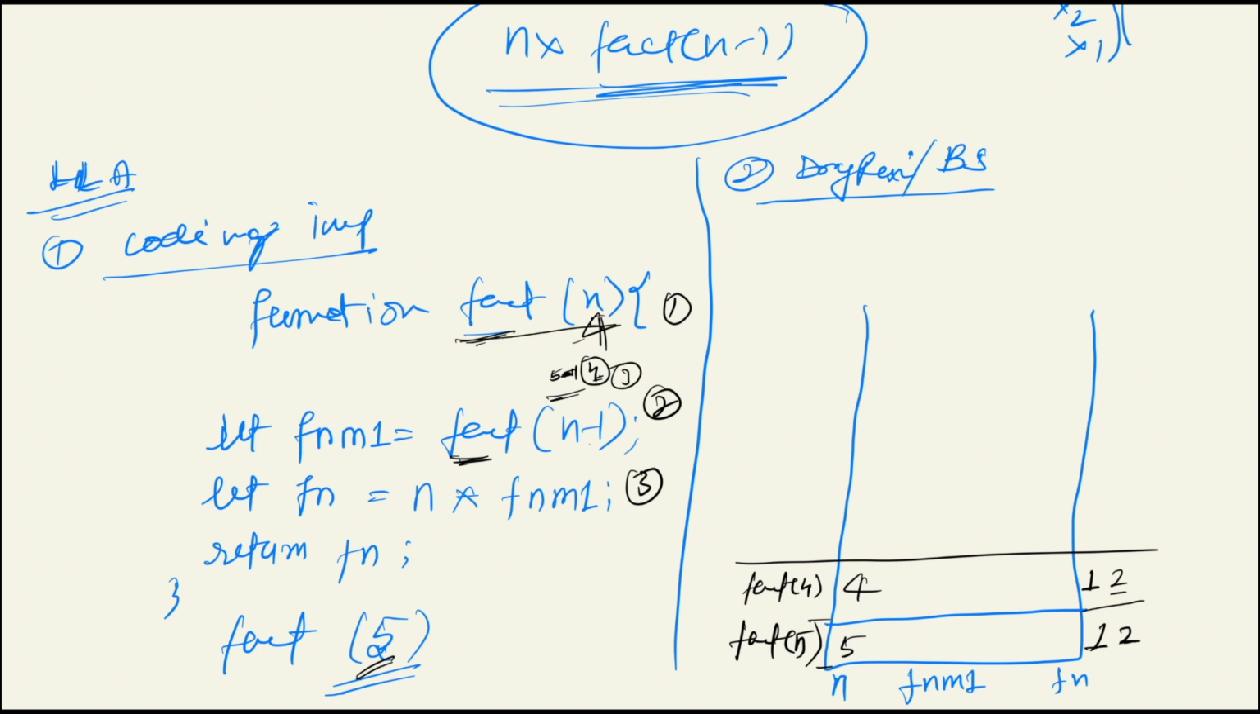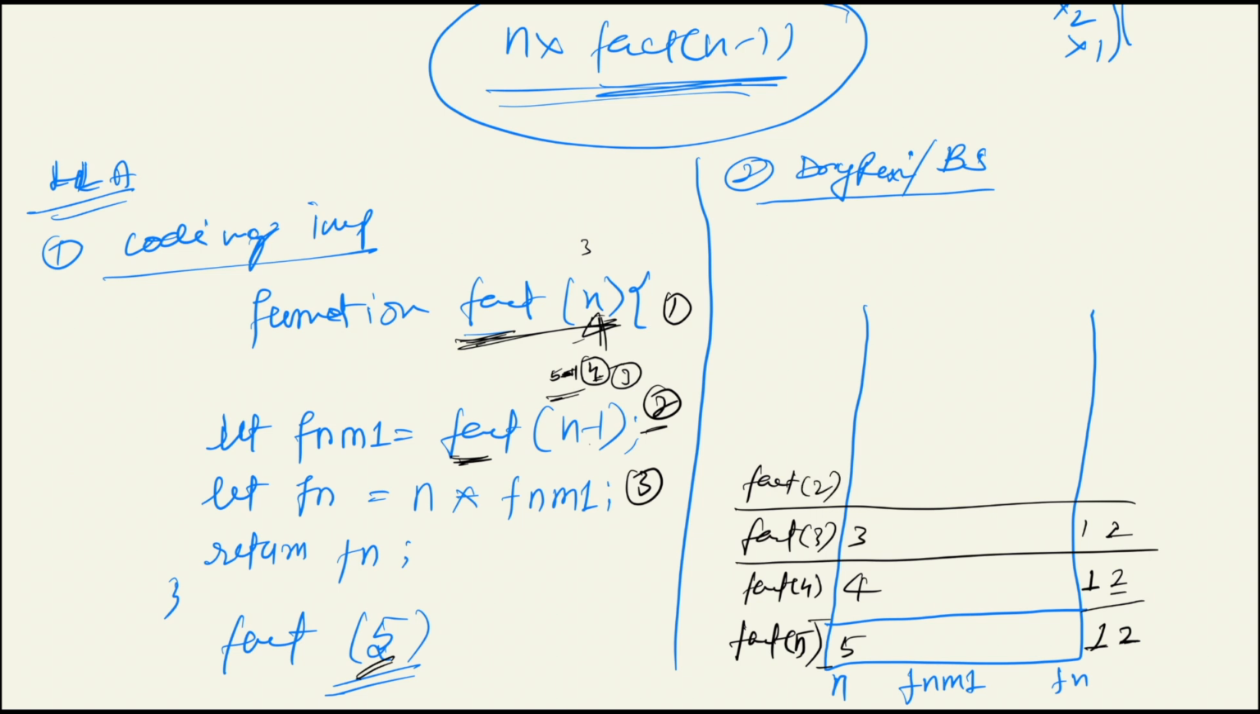Then this function will also call again, and the value of n will be 3, okay? So here fact of 3 will be called, and the value of n will be 3, right? And then it will go to line number 2. Whenever it goes to line number 2, it will again call factorial of what? N minus 1, that is 2.